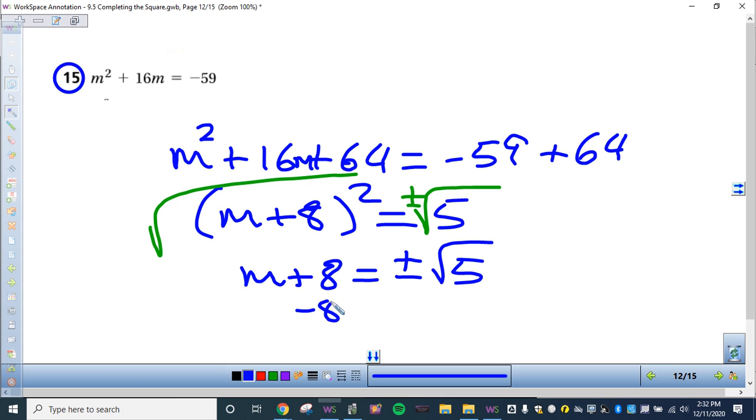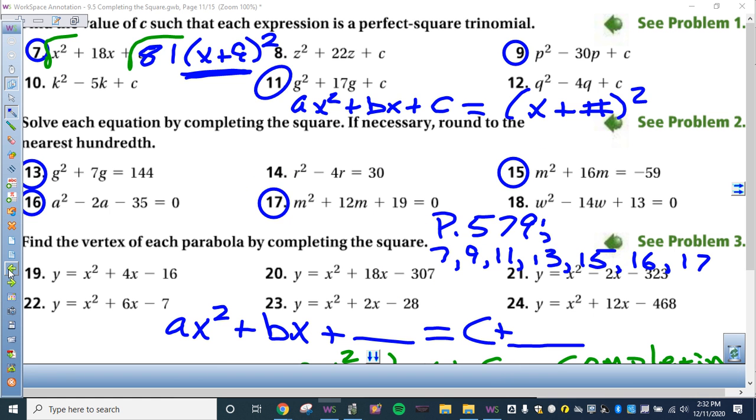Then you just subtract 8. Okay, negative 8 plus or minus the square root of 5. Negative 8 plus or minus square root of 5, because you subtract the 8. Okay?